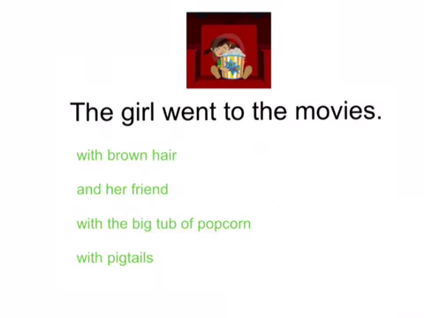With the big tub of popcorn, where do you think that might fit? Again, yes, it comes after the noun here. The girl with the big tub of popcorn went to the movies. With pigtails. I think you've already guessed where we'd put that one. Again, after the noun. The girl with pigtails went to the movies. Now, any of those chunks of information we could put in here to improve and supersize this sentence.